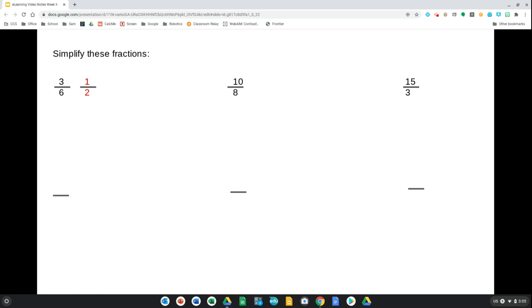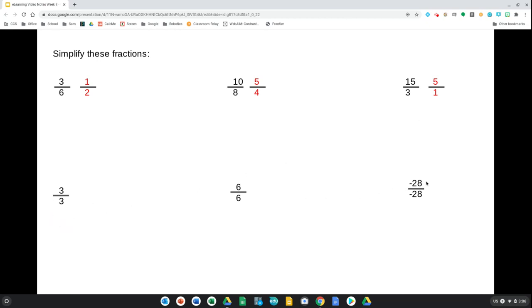What would 10 over 8 simplify to? What could you divide both those numbers by? Well, we can divide them both by 2. And so in that case, this fraction would simplify to 5 over 4. 10 divided by 2, 8 divided by 2. And what about 15 over 3? What would that simplify to? Well, both 15 and 3 will divide by 3. And so that would just simplify to 5 over 1. Or you could actually just write the answer 5.